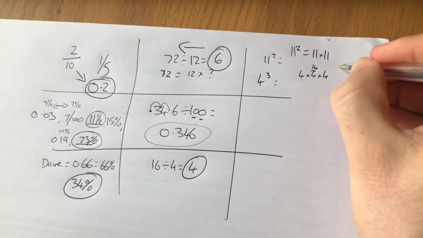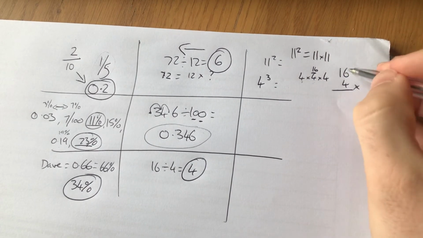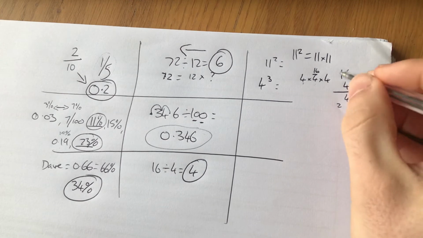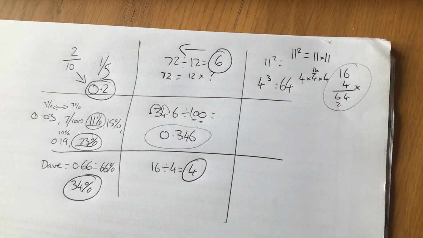If you're not sure, cheeky little multiplication. 6 times 4 is 24. 1 times 4 is 4, 64. The answer is 64. There's nothing wrong with doing a scribble like that. You can't do everything in your head.